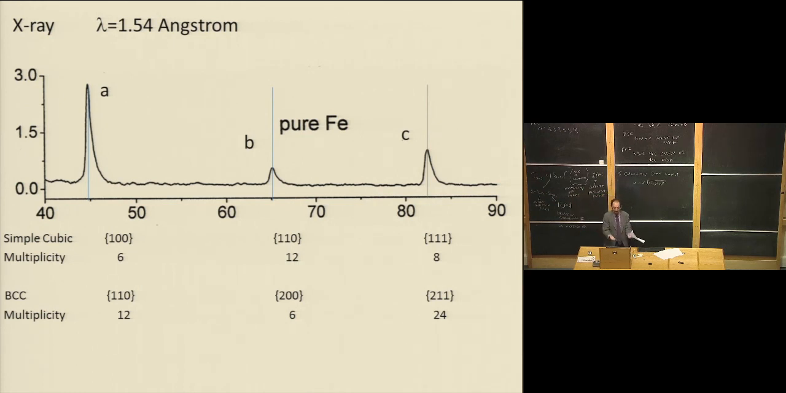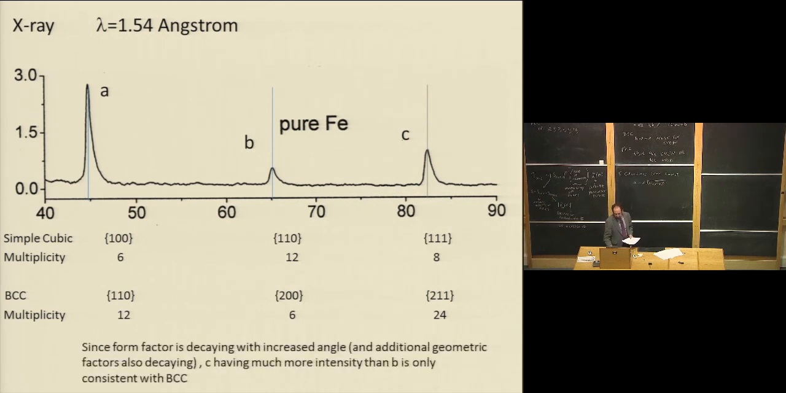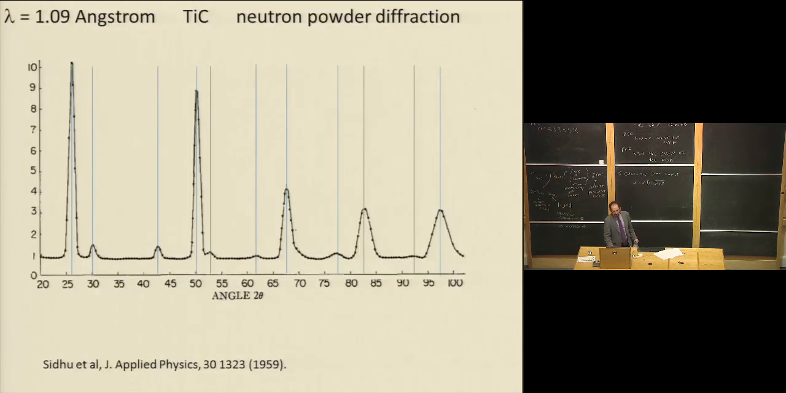But at any rate, just by looking at this data, we can tell just from the amplitudes that this must be BCC. Of course, we also know that iron is not simple cubic because there's only one element that takes a simple cubic lattice, and that's polonium, and iron isn't polonium, and so that does it also. It's sort of a cheating way to go about it. All right, so let's do one more example.